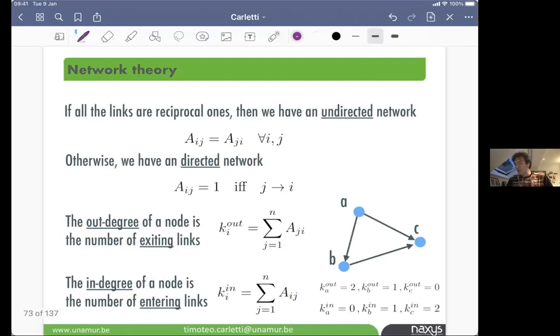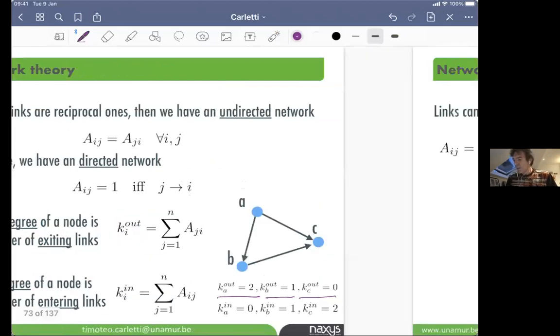Okay, just a simple example. I compute the out degree of A, which is 2 because he has 2 friends. The out degree of B is 1 because B points to C, and C has out degree 0 because nobody is outgoing from C. And the in degree is the same.